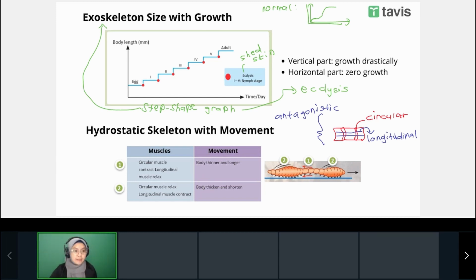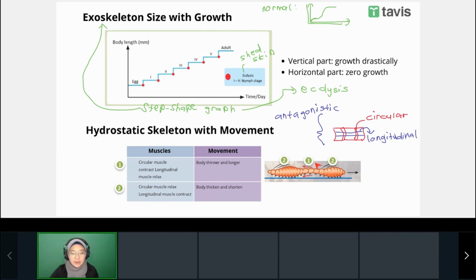Okay, let's see. Number one, you can see the body of the worm become thinner and slightly longer. And you can see the bristles, this is called chitae. The chitae are hard bristles surrounding the worm. The bristles over here are loose, they loosen their grip from the ground.